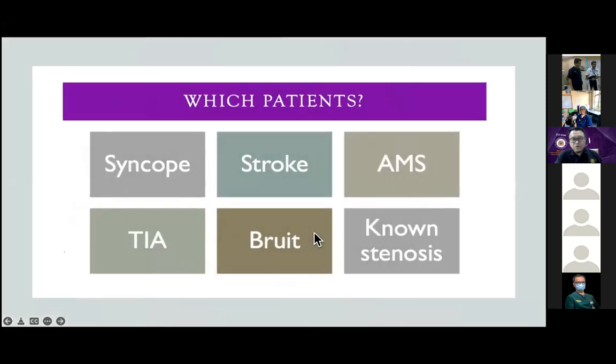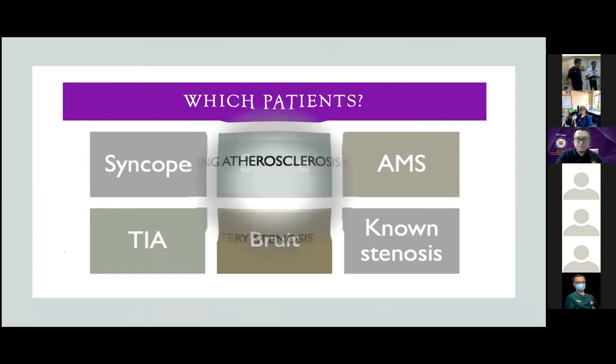Okay, so which group of patients can we use the carotid Doppler ultrasound on? What has been advocated is those presenting to us with syncope, stroke, altered mental state, TIA, those having bruit, as well as those having known stenosis. So this group of people, we might consider performing the carotid Doppler ultrasound.